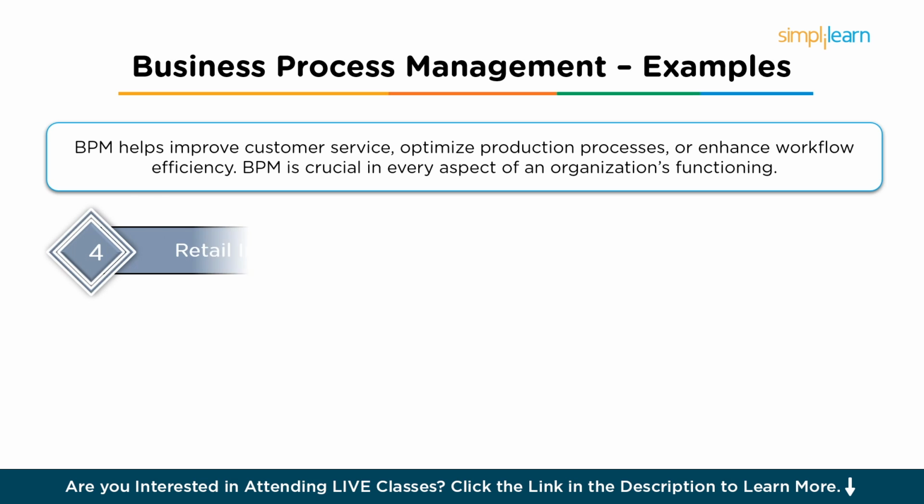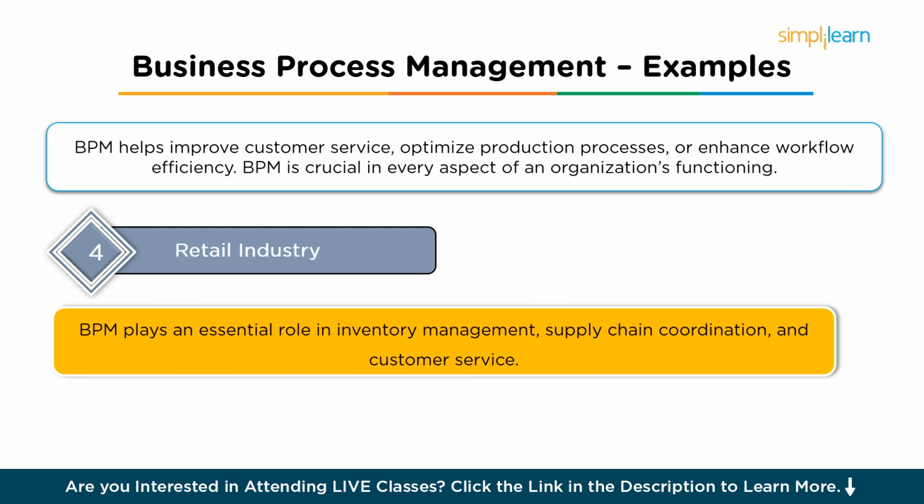Example 4. Retail industry. In the retail industry, BPM plays an essential role in inventory management, supply chain coordination, and customer service. BPM can help retailers ensure that products are in stock, shipped on time, and that customer complaints are addressed promptly. Retailers can also use BPM to optimize the customer experience, from handling returns to providing personalized marketing offers.